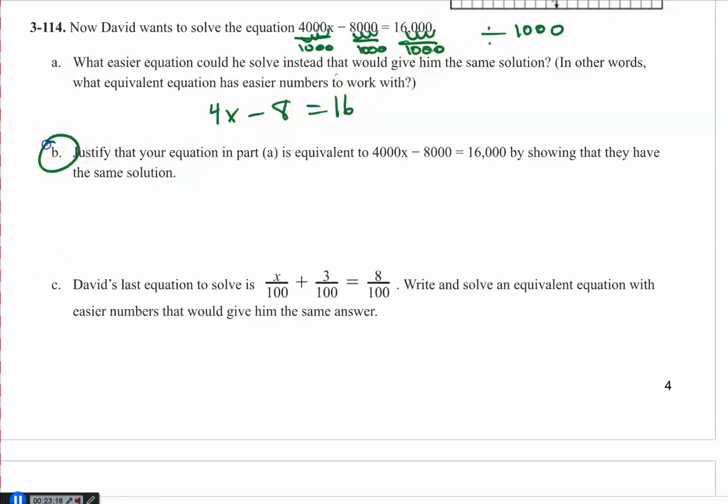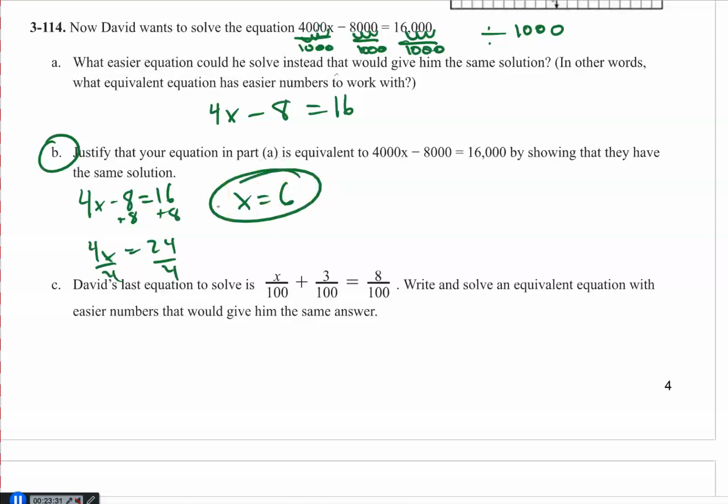Alright, so we're supposed to justify. So we've got 4x minus 8 equals 16. If you add 8 to each side, we've got 4x equals 24. Divide both sides by 4. And x is equal to 6.